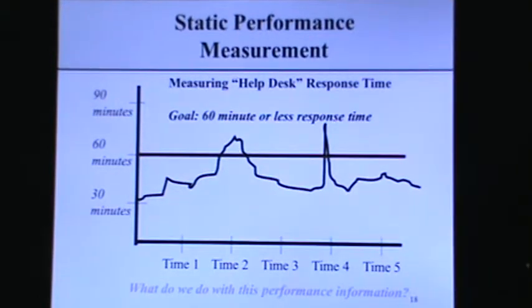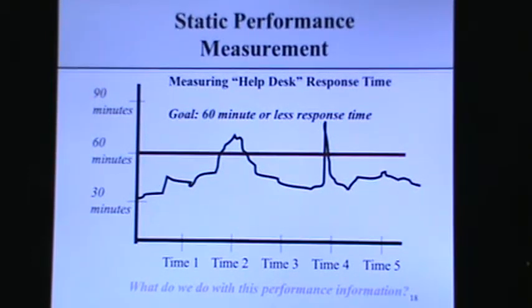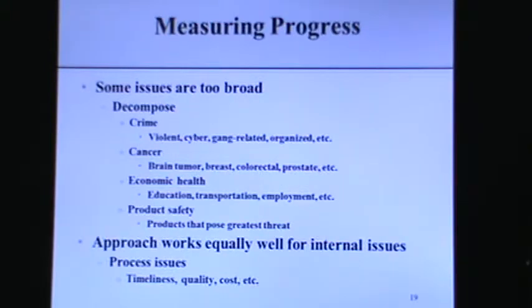One thing I like to point out is that if you measure static things like a help desk response time, those things go up and down depending on the nature of the situation. And so you can sort of see here with the red line going across at 60 minutes. If our goal is 60 minutes or less response time, and you can see the actual in the black line there, what do you do with that? It reminds me of having a goal that says continue to be excellent, right? This is the same thing. This is not a very useful static performance measure because of its static nature.